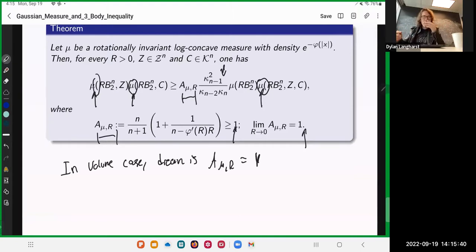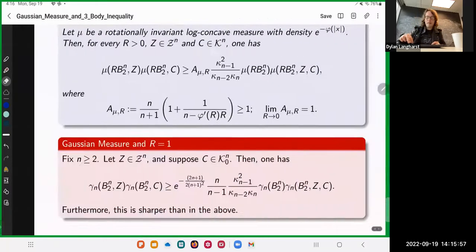Now, what if you know beforehand that your measure mu, so I'm going to erase all these arrows so this is readable. What if you know beforehand that your measure mu is the Gaussian measure and that the radius of your Euclidean ball is 1? Well, then you can do even better than this theorem.